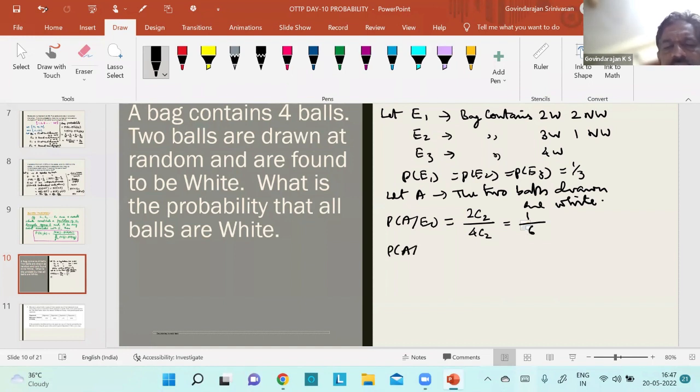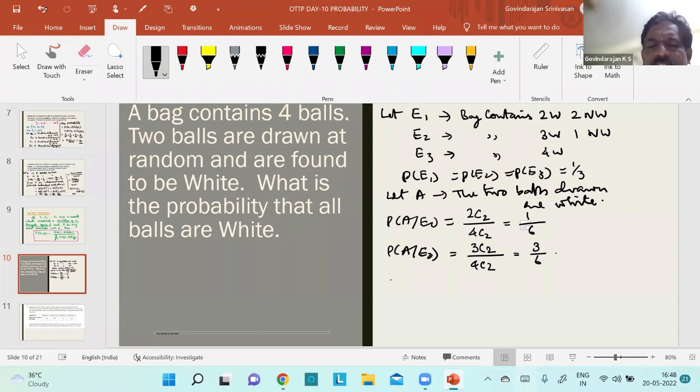So probability of A given E2. That is, 3 balls are white. Among the 3 balls, 2 balls are taken. So 3C2 ways we can select, divided by 4C2. How much? 3C2 is 3 by 6. 4C2 is 4 into 3 by 1 into 2. It is 3 by 6, which is equal to 1 by 2.